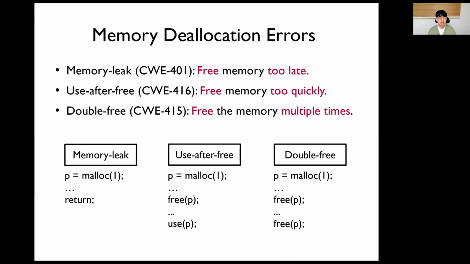More specifically, the memory leak error occurs when the programmer may forget to deallocate an object P. And the use after free error occurs when the programmer may deallocate the object P too early, even before it is used. And lastly, double free errors occur when the program may deallocate the object P more than once.